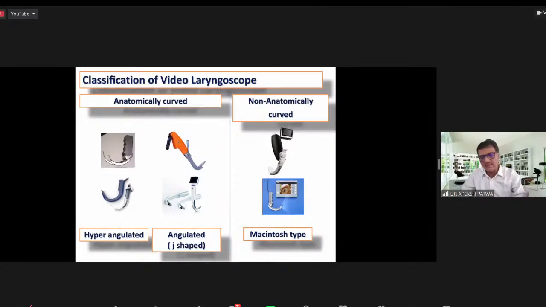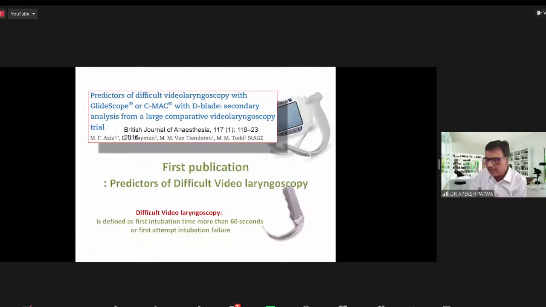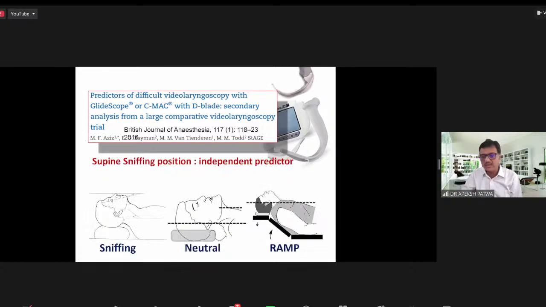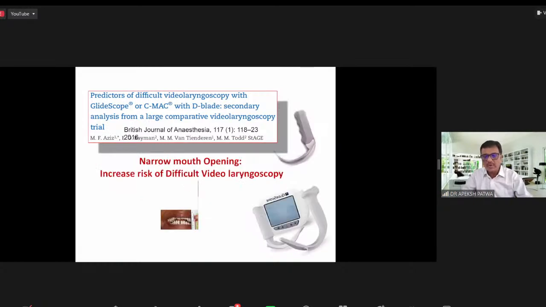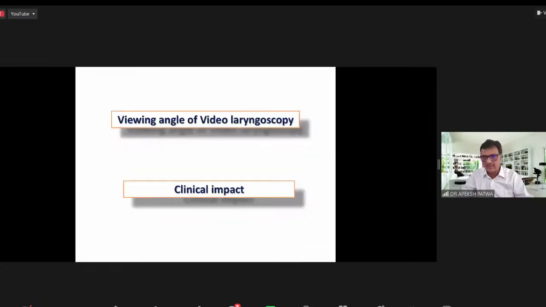I think we discussed this part, what is the classification. And we were lacking in predicting difficult video laryngoscopy. This was the first publication which defined the predictors for video laryngoscopy. And very interesting, according to this publication, sniffing position is an independent predictor for difficult video laryngoscopy. That means if you are using an anatomically curved blade, you should go for a neutral or ramped position. You should not use the sniffing position, because it's an independent predictor for difficult video laryngoscopy. Narrow mouth opening is again a predictor of difficult video laryngoscopy.